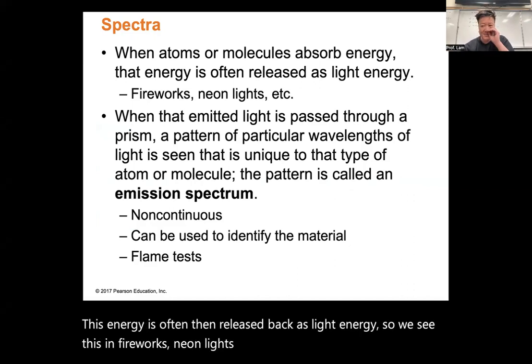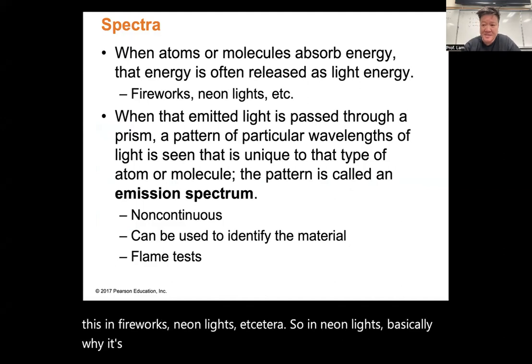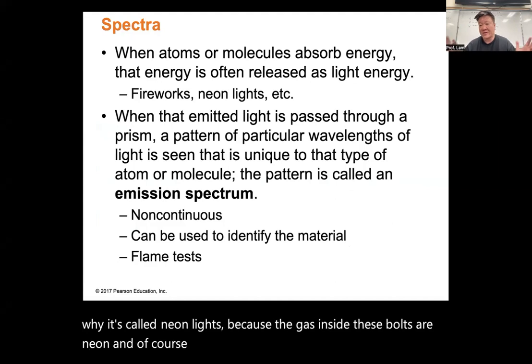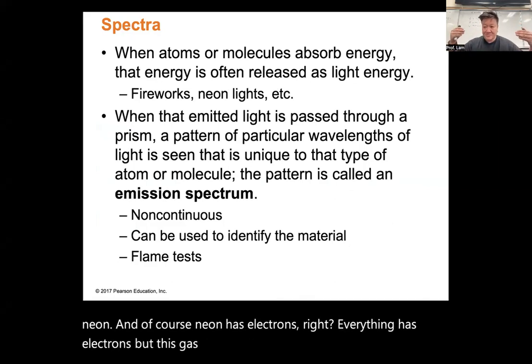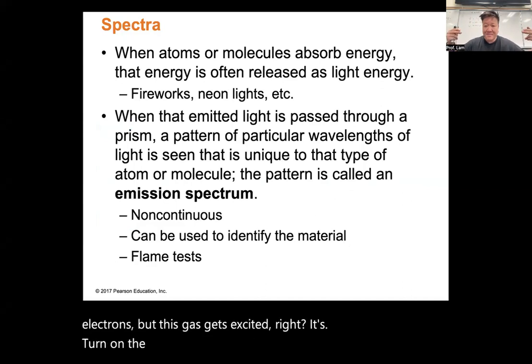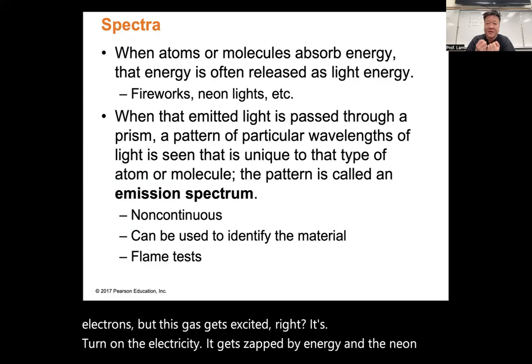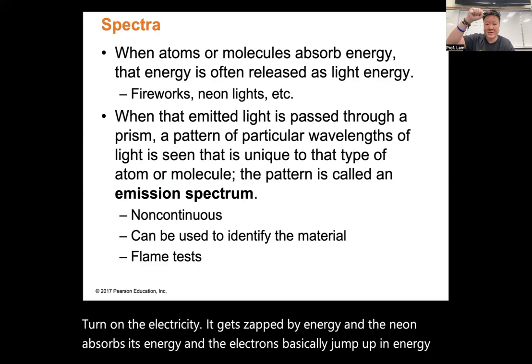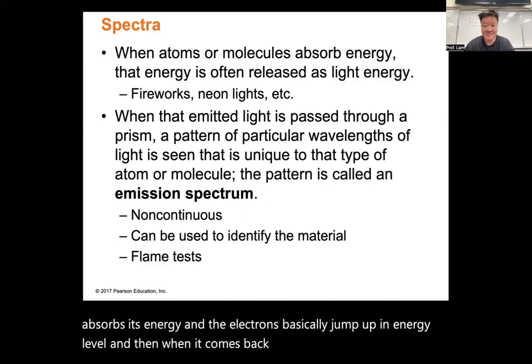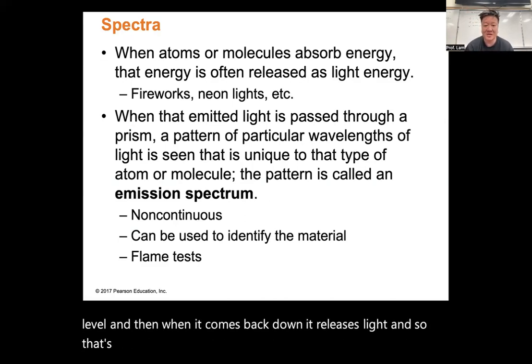In neon lights, the reason it's called a neon light is because the gas inside these bulbs is neon. And of course, neon has electrons, right? Everything has electrons. But this gas gets excited. You turn on the electricity, it gets zapped by energy, and the neon absorbs the energy, and the electrons jump up in energy level, and then when they come back down, they release light. And that's why you see this neon light. This is what we call an emission spectrum.